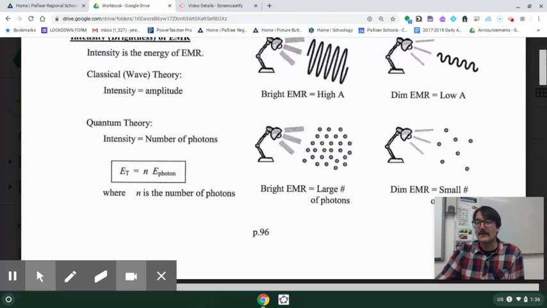What do we accept? Quantum theory. E total, though, is of course the number of photons times the energy of each photon. Makes sense. All right, let's take a look at some example problems to get ourselves going.